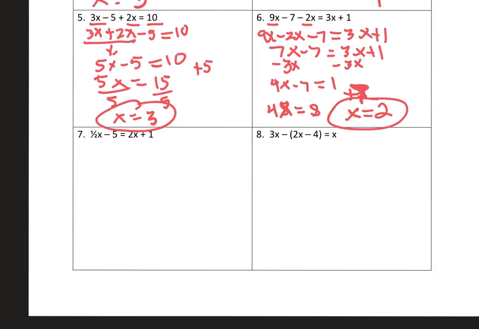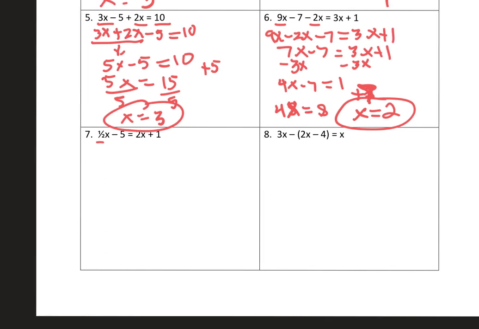Okay, now one of the things that we see, the difference here is that we have a fractional coefficient. The easiest way to deal with that is just look at what the denominator is and multiply everything by that denominator. So we're going to multiply this entire equation by 2. And that means that everything in it is going to get multiplied by 2. So 2 times 1/2 x is just 1x or x.